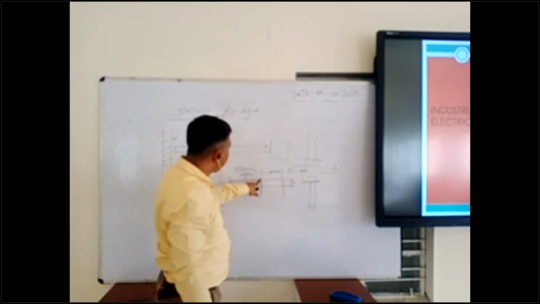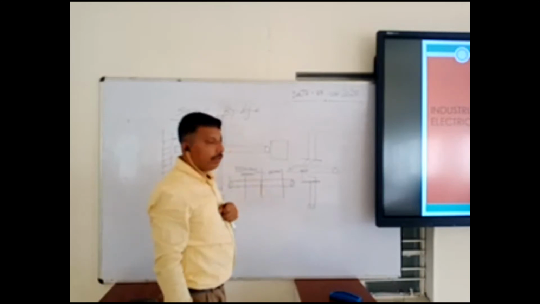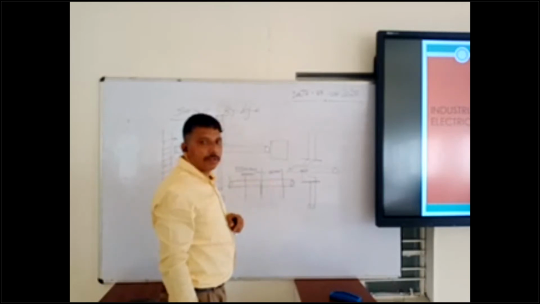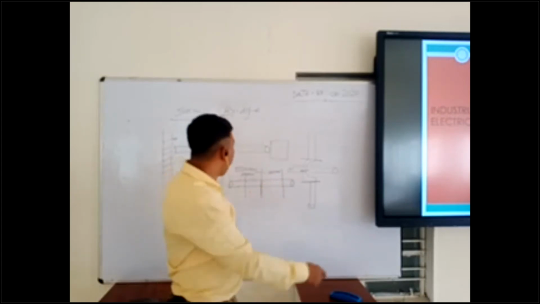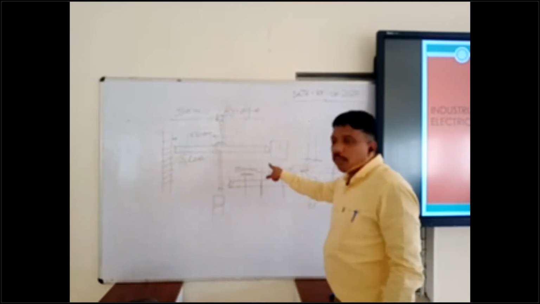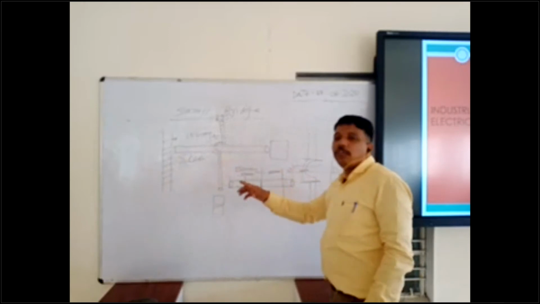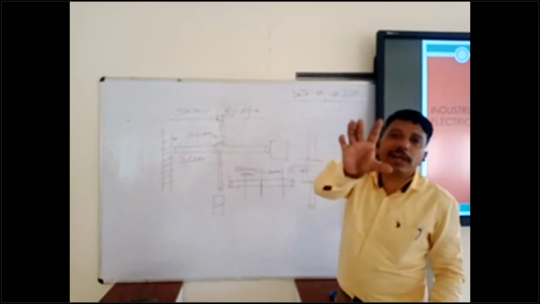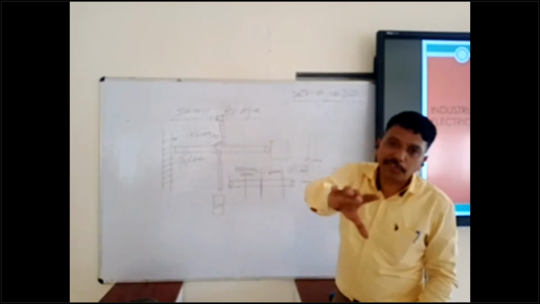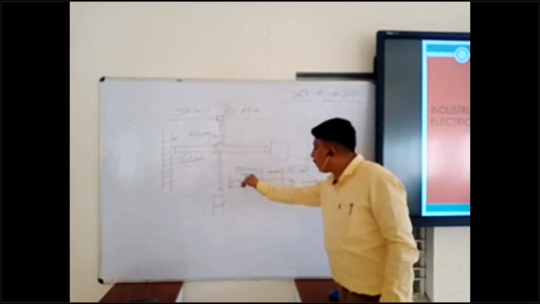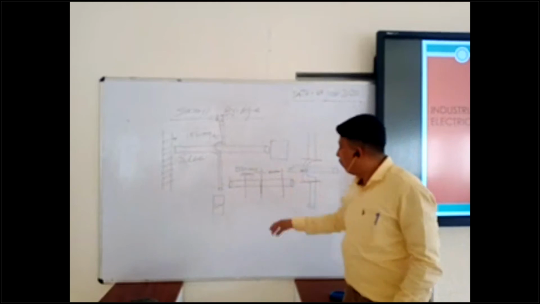So we should mark in 3 places for a small bridge. Okay, clear about this one? Don't forget this one. Any type of small bridge, if you want to make it in GI conduit or PVC conduit, you should mark in 3 places.